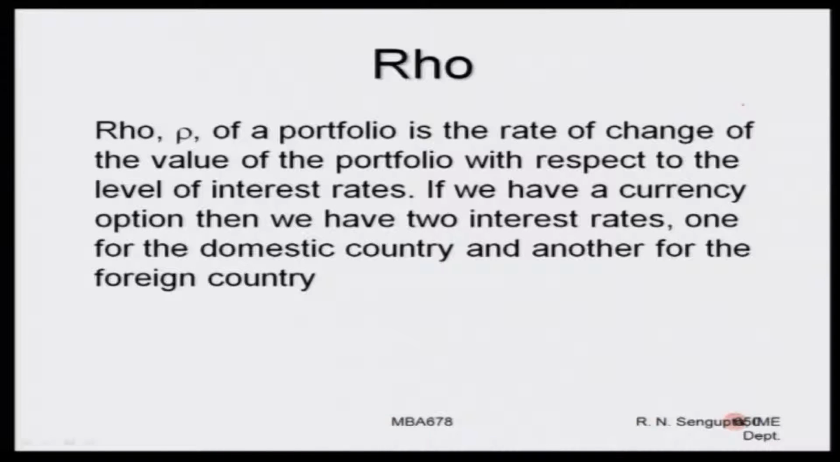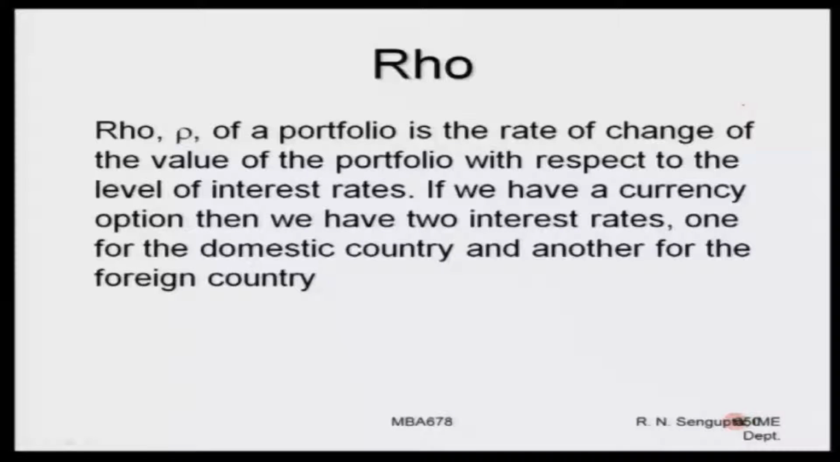Rho is the rate of change of the value of the portfolio with respect to the level of interest rate. Again I am repeating: the first one was with respect to spot price, the second was also with respect to spot price, the second derivative, then with respect to standard deviation, then with respect to time, and now with respect to the interest rate. If you have a currency option, then we have two interest rates, one for the domestic currency and another for the foreign currency.